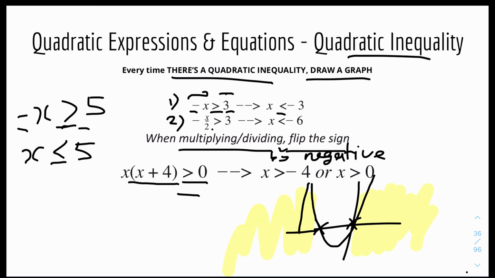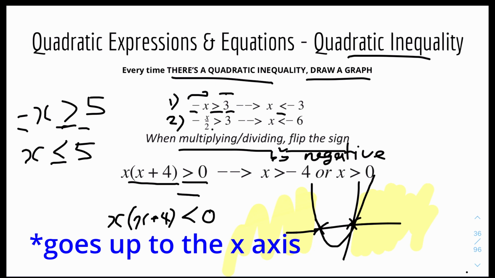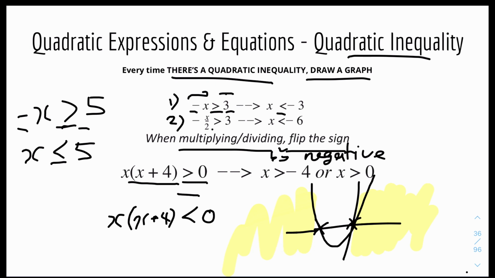However, when your question is x plus 4 smaller than 0, you're trying to find a region where it's smaller than 0 and it goes up to the y-axis. In this case, it's this part right here. Because it's smaller than 0, like 0 right here, smaller than 0, but right here the values go up to the x-axis if you draw a straight line.